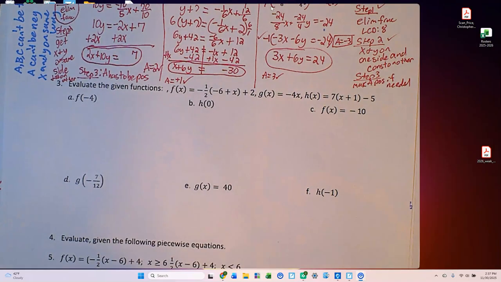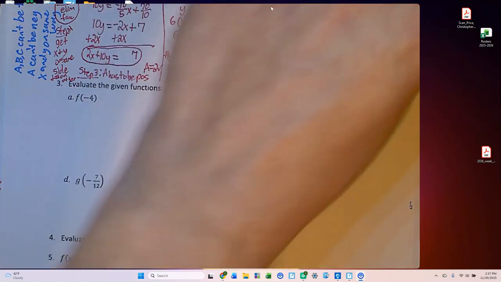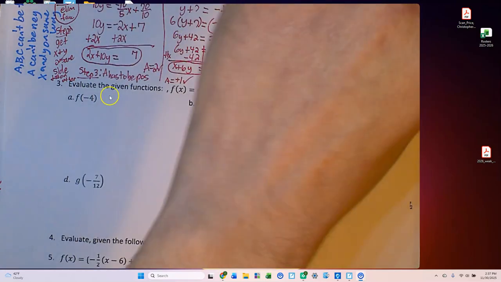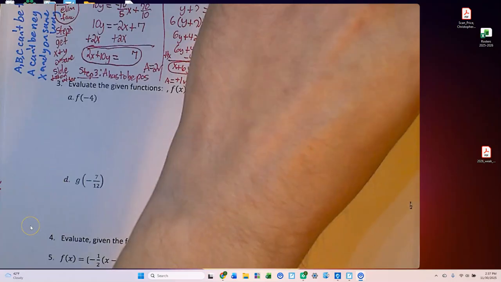Okay, function notation. We still struggle with this, and it's okay if you do. Kids have been struggling for thousands of years on this. So give me 1 second.